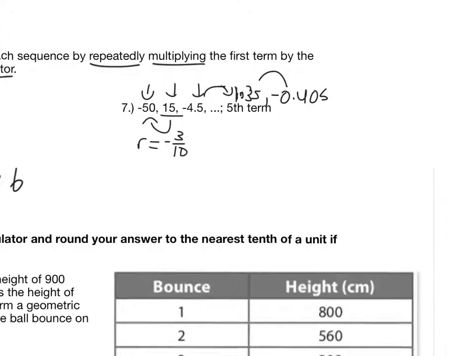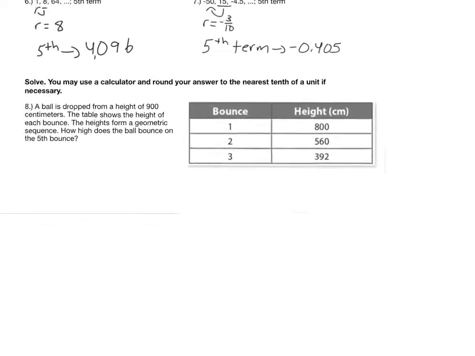0.405. And that would be a negative 0.405. So what is your fifth term? That's negative 0.405. That's it.